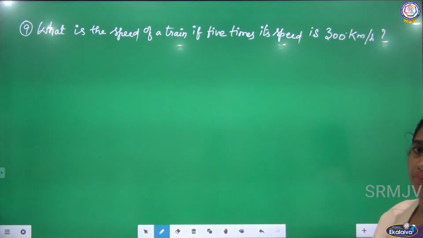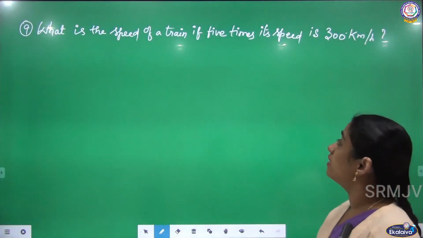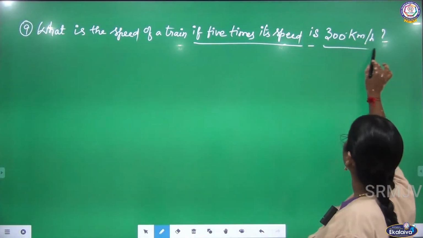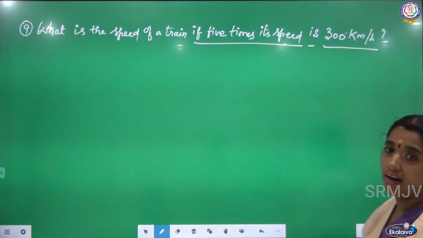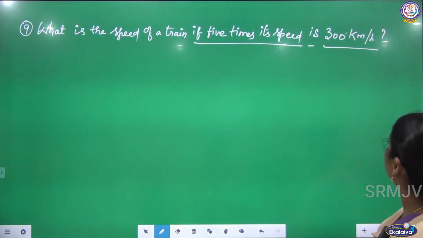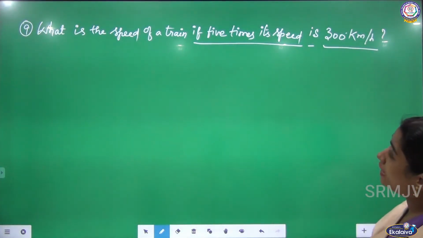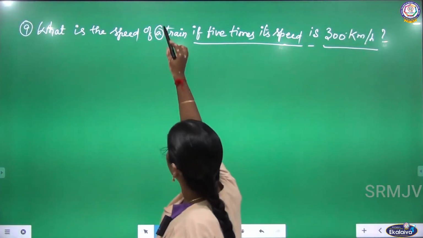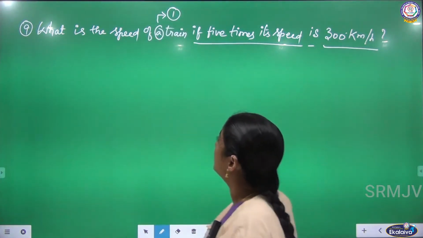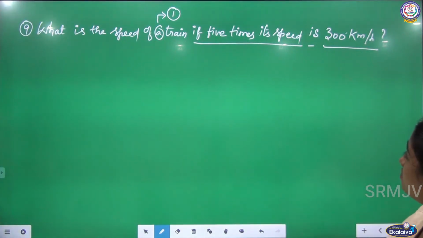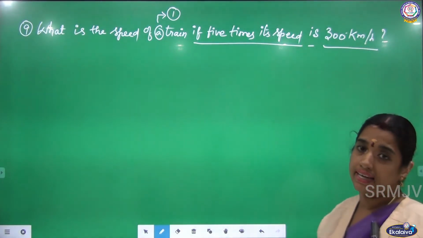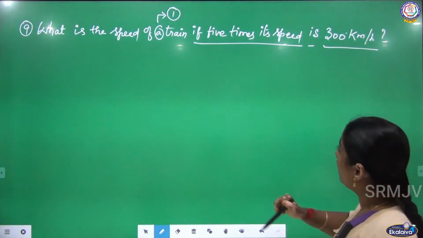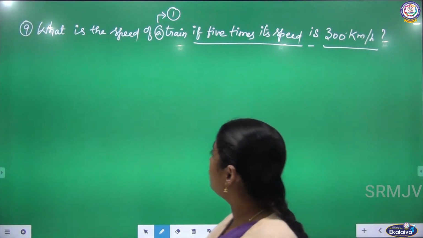What is the speed of a train if 5 times its speed is equal to 300 kilometer per hour? Listen, 5 times is equal to 300 kilometer per hour. Now I am going to find out what 1 means. If they are given 5 times in the question, I am going to find out for 1 time. Can you clear this? I am going to find out the speed of a train. So I am going to calculate the speed for one time.